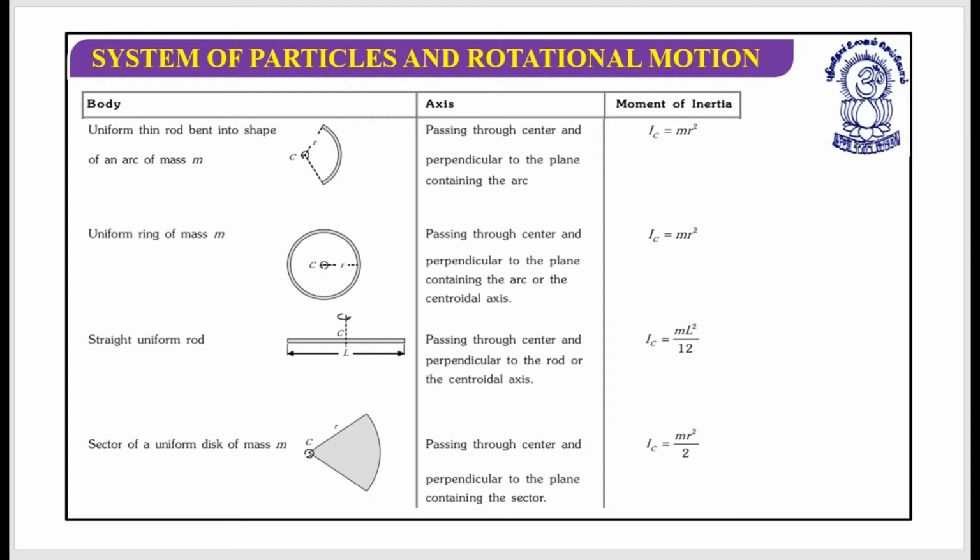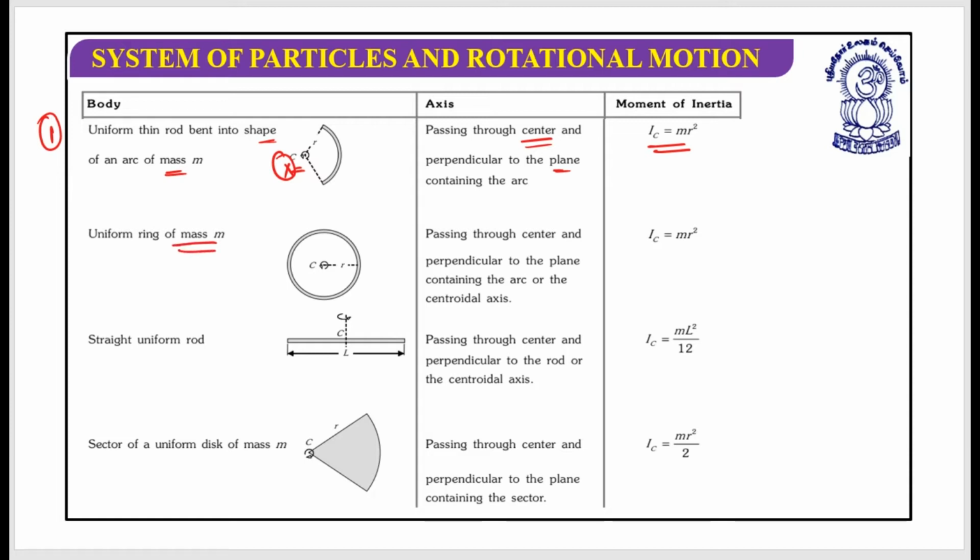So let's take the first. It's a uniform thin rod bent into the shape of an arc of mass m. You can consider this as a ring as well, but it is a certain section theta of a ring. Now, from where will the axis be passing? The axis will be passing through the center and perpendicular to the plane containing the arc. Then the moment of inertia for this is m into r square.